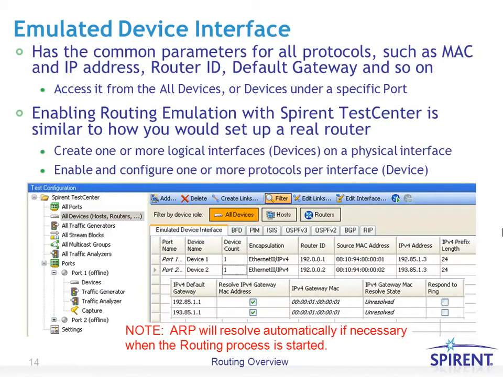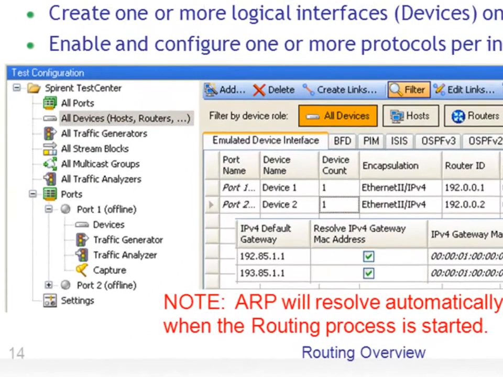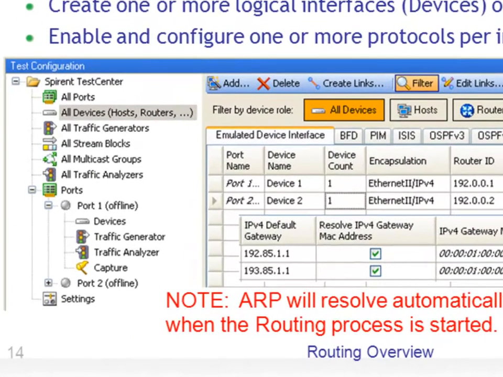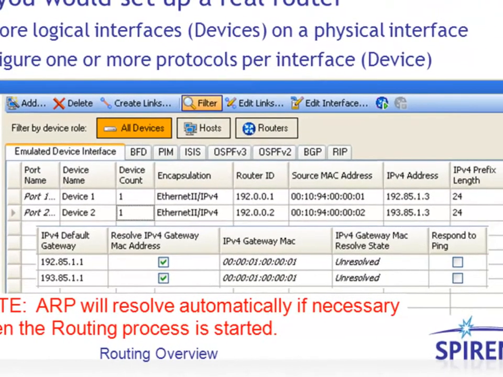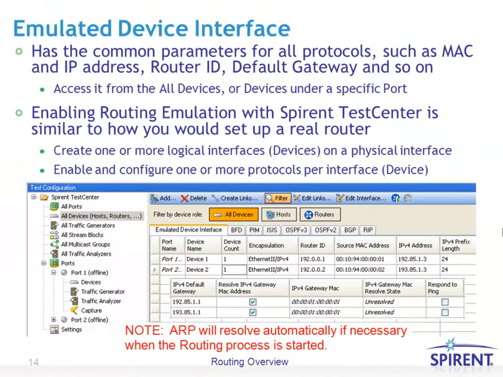So once you've created your devices using the Device Wizard, you can view and manipulate them from the All Devices or Individual Device Setup grids. And you'll notice that the first tab is the Emulated Device Interface, which actually has the generic properties of each device, such as their router ID, their encapsulation, their MAC address, their IP address, their default gateway. So the idea is that no matter which protocol they're emulating, all these parameters are going to be the same.